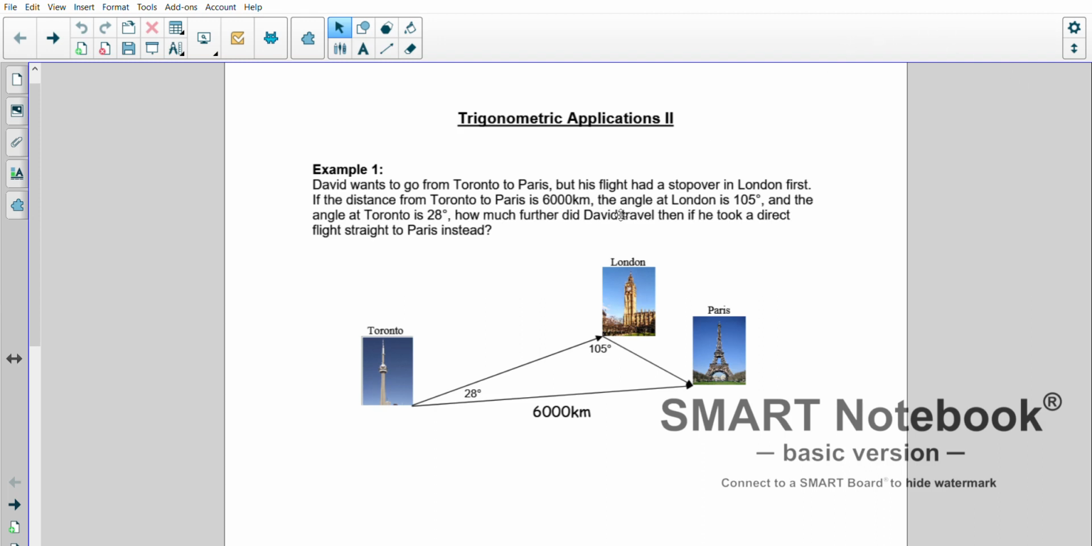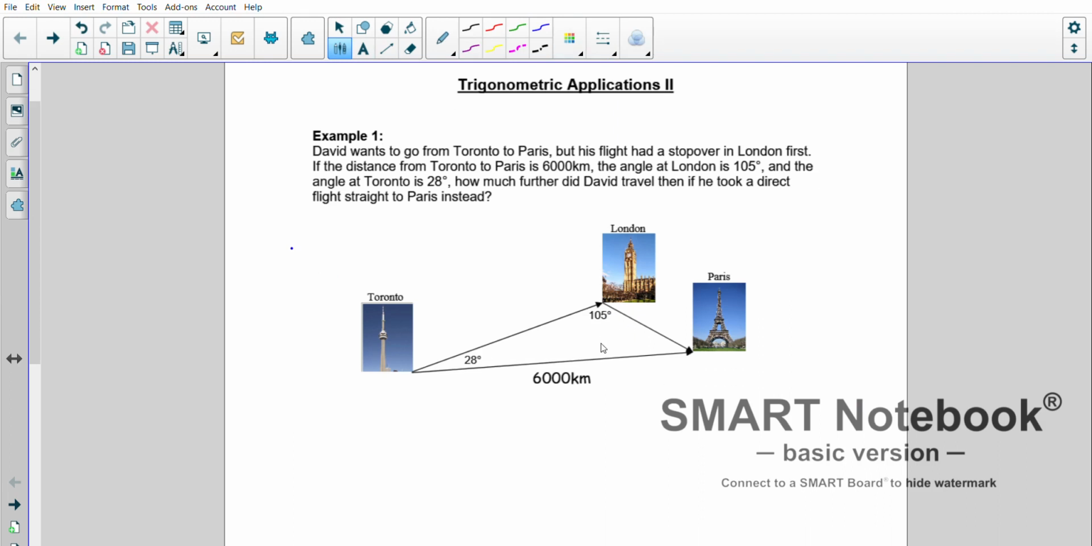So I'm going to work through these examples just like we would in class, and I think this is a good lesson to go through because it's going to have both the sine law and the cosine law, I believe. So let's get to it. This first example, David wants to go from Toronto to Paris, but his flight has a stopover. Distance from Toronto to Paris. All the information is on the diagram here.